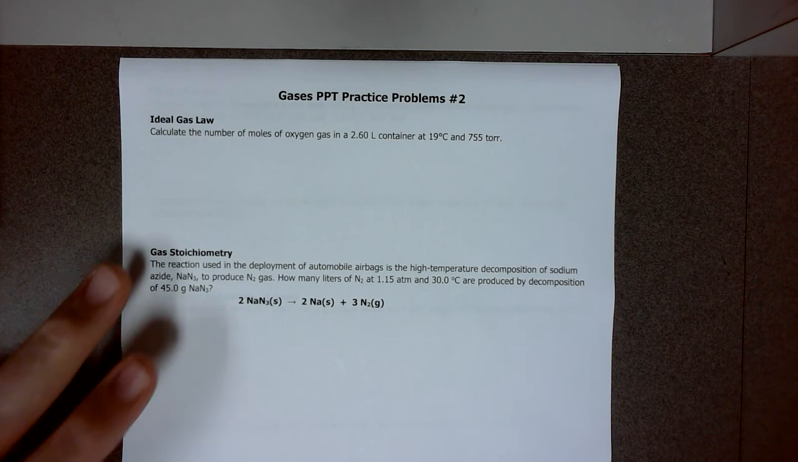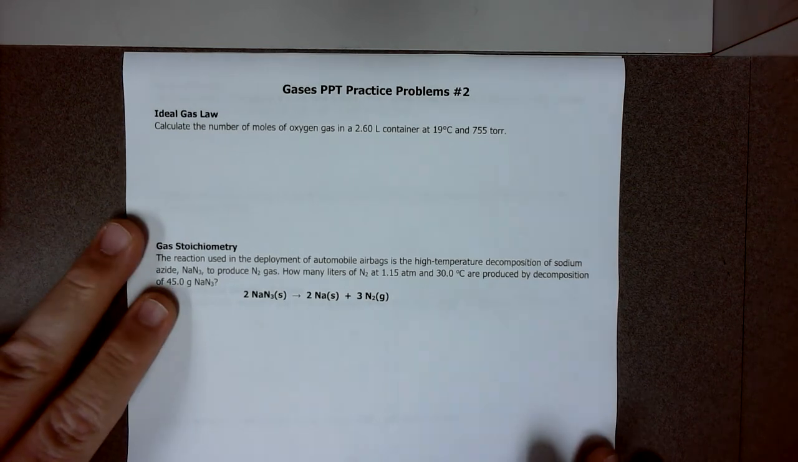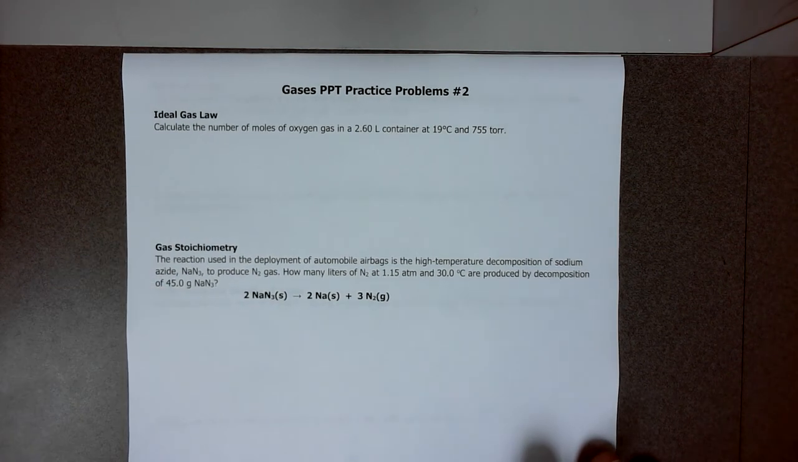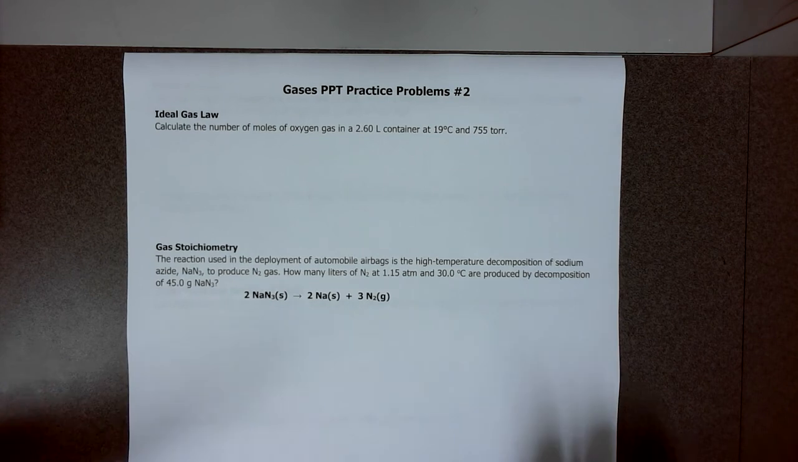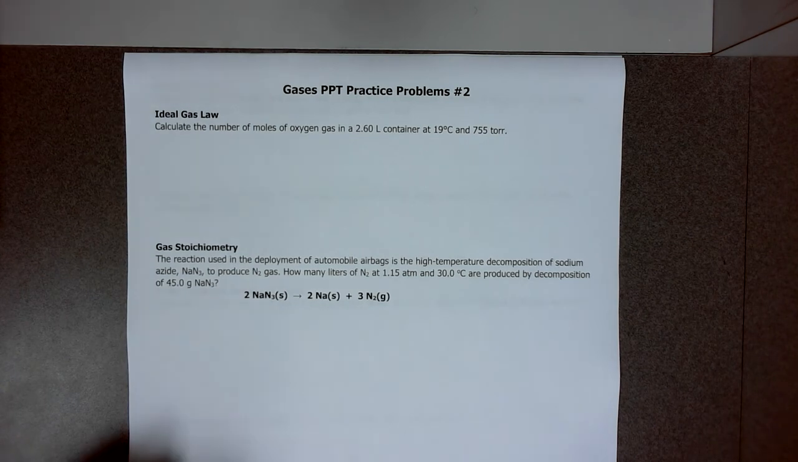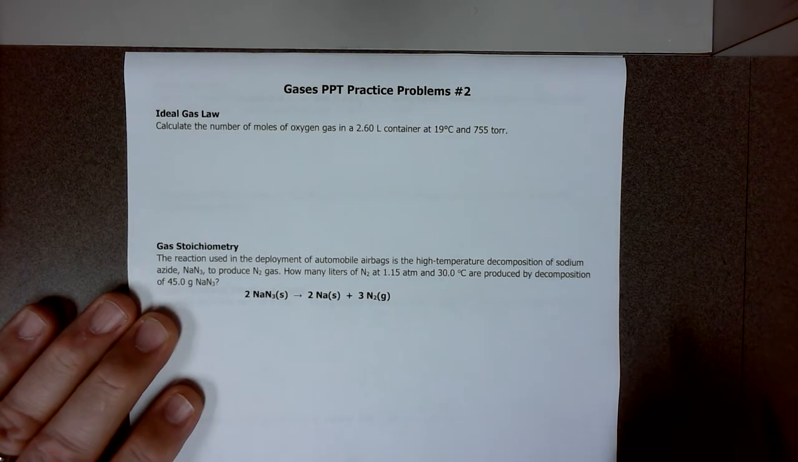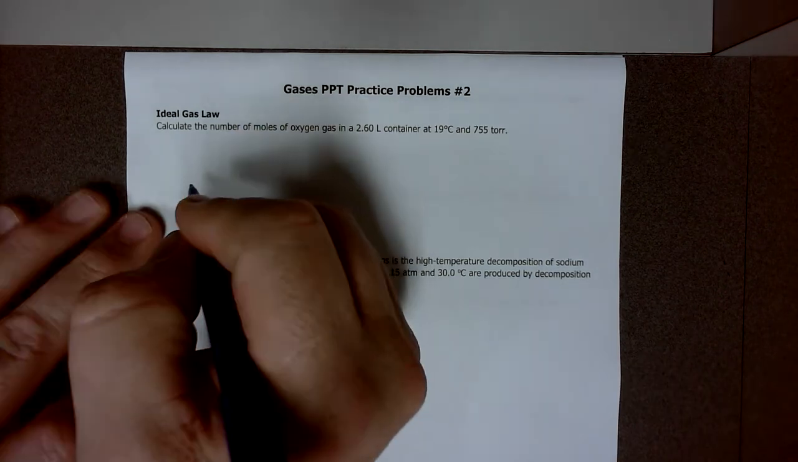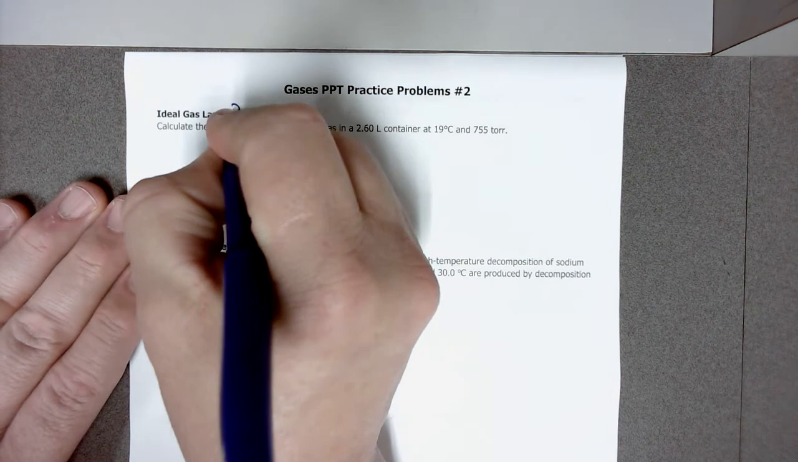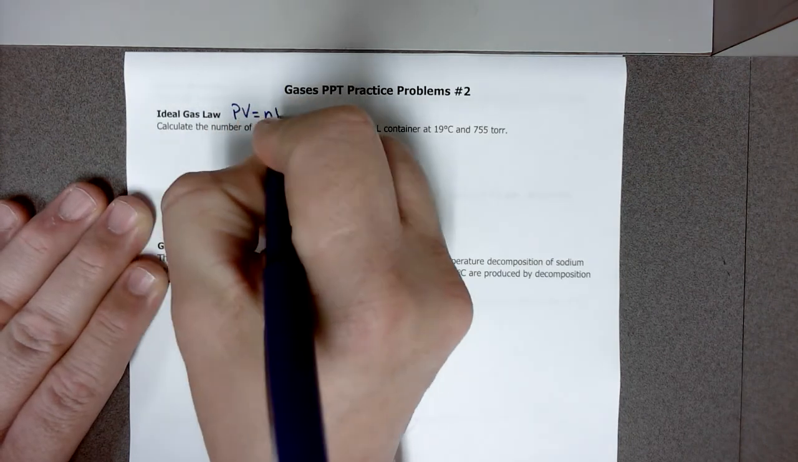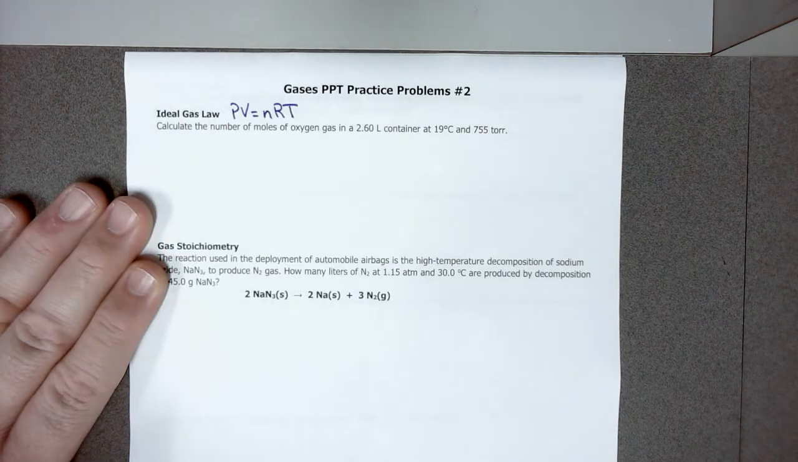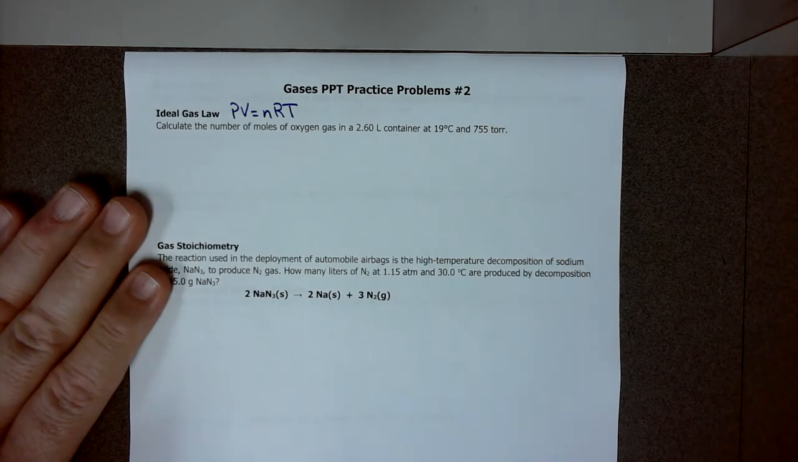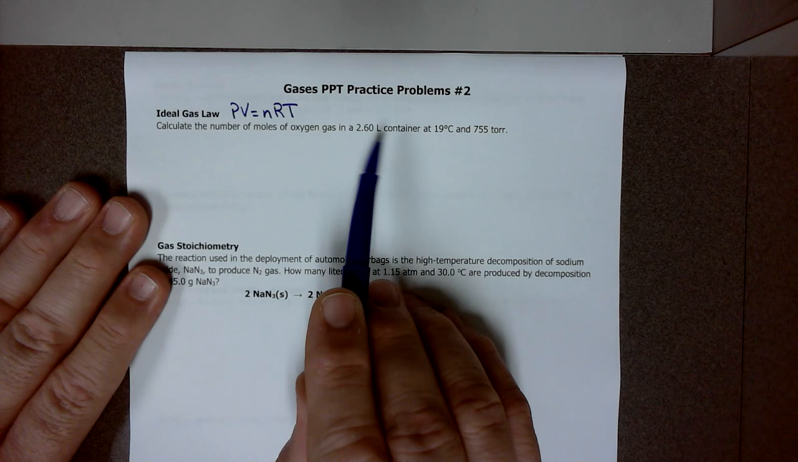Number 2. Now in the last video I got cut off, so I'm going to do the last problem that was missed, and it's an ideal gas law. Again, we remember the ideal gas law is PV equals nRT. How do I know when to use the ideal gas law? It's when I only have one of each of the variables.